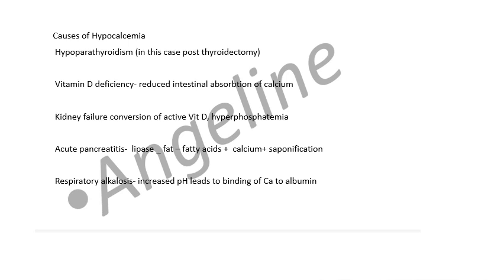There are other reasons. Acute pancreatitis: lipase will act on fat and release fatty acids, which will join with calcium and form saponified fat, so calcium ion levels will be less. Respiratory alkalosis, sorry, increased pH will cause binding of calcium to the albumin, and your ionic calcium, which is the active agent, is not available to stabilize the neuronal membranes.